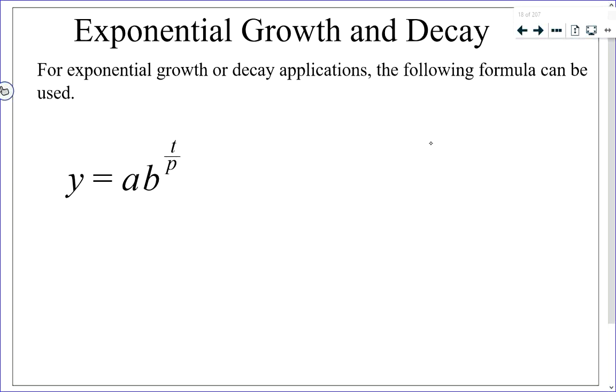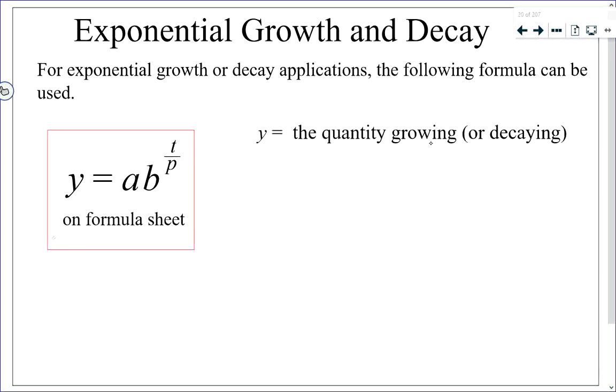For exponential growth and decay, this is the formula that you need to use. This is on your formula sheet. You need to know, and I'm going to present these in a different order, that y is a quantity that's growing or decaying, and t is the time that's elapsed. And I'm indicating those two things first because I think it's important for you to understand those are the variables. Those are like our y and our x, except we use y and t.